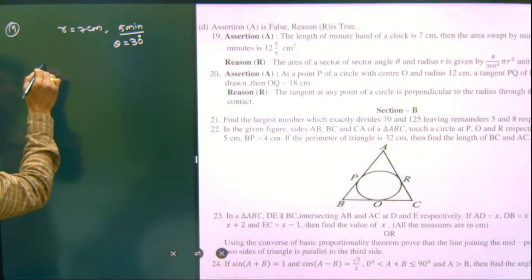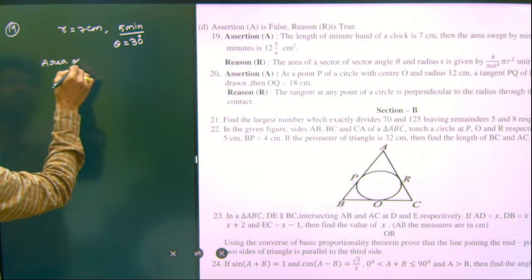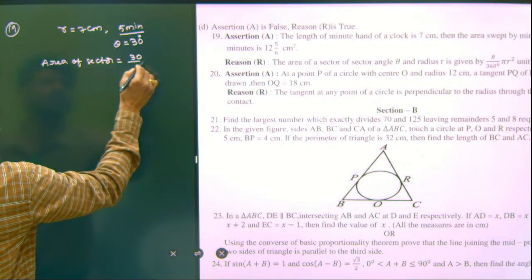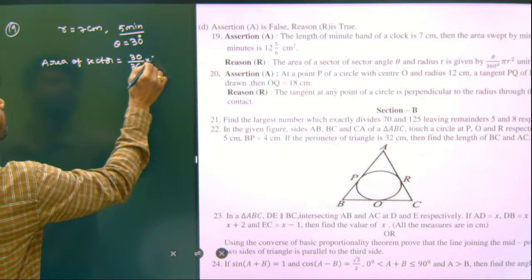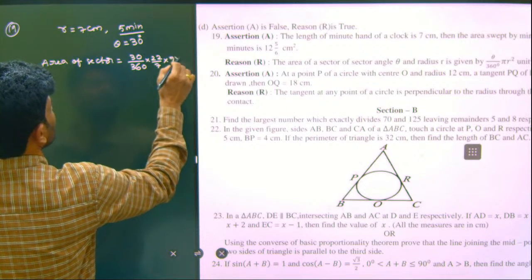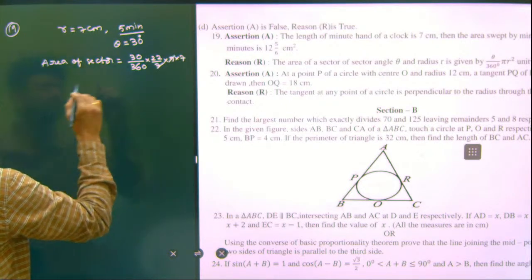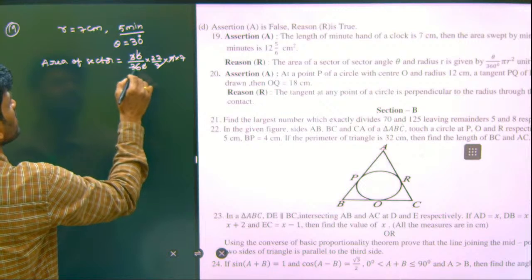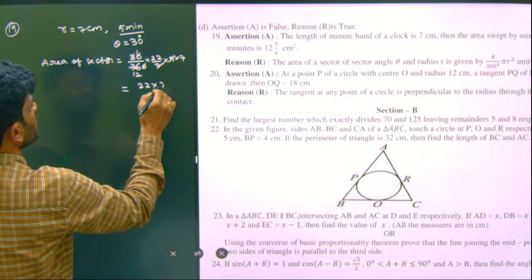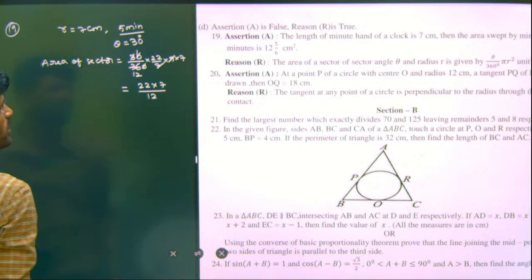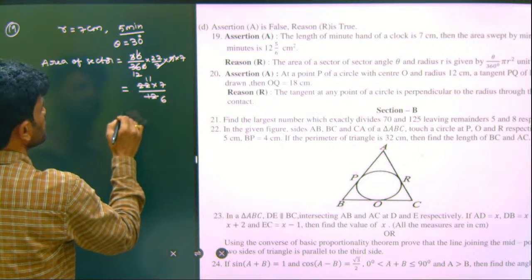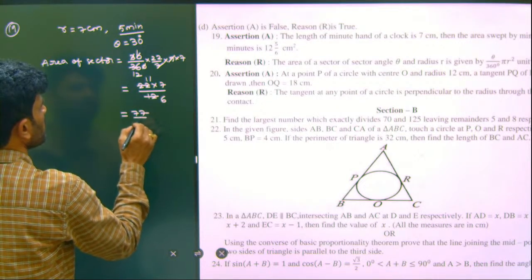Then what is the formula? Area of sector is equal to 30 by 360 into 22 by 7 into r square, 7 into 7. 7 cancels, 0 cancels, 3 1s are 3, 12s are. So it is 12 into 7 by 22 into 7 by 12. Still we can further cancel, 2 6s are, 2 11s are. So finally we got 77 by 6.